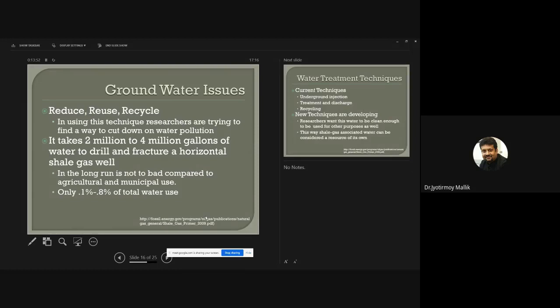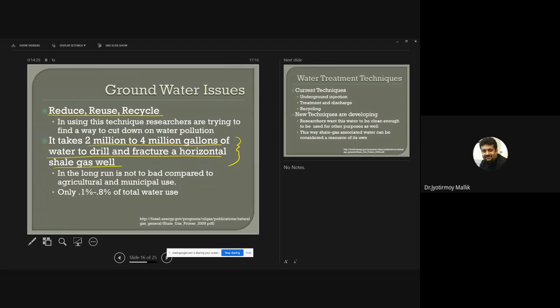So to overcome that, people talk about reduce, reuse, and recycle. In using the technique, researchers are trying to find ways to cut down the water pollution. It takes 2 million to 4 million gallons of water to drill and fracture a horizontal shale gas well. Okay, so you can see how large the amount of water that is necessary. And all this water is going to get contaminated.